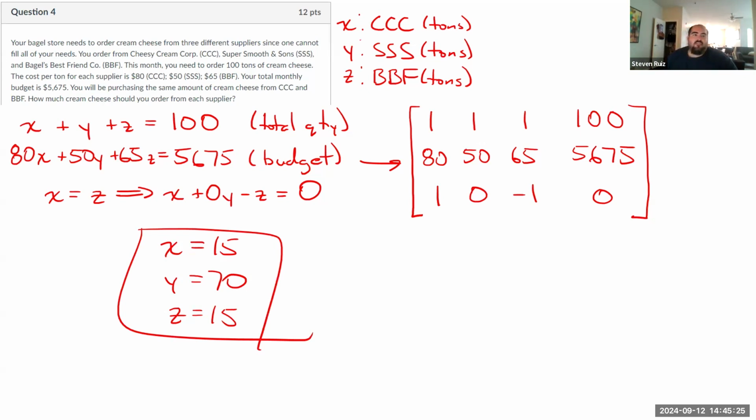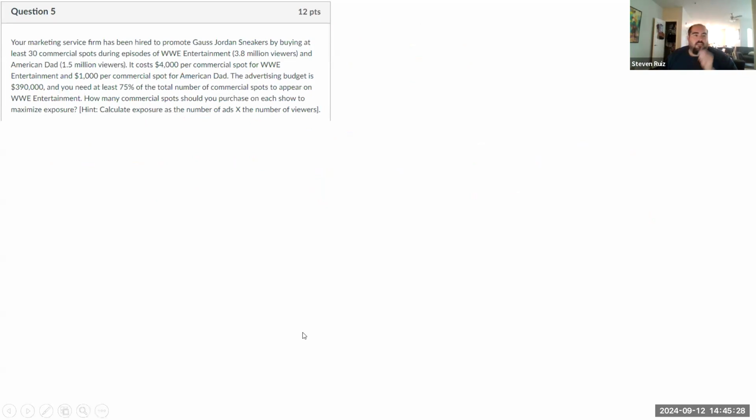All right, moving on to question 5. So we have a marketing firm that is promoting sneakers. We want to buy 30 commercial spots during 2 different shows. So WWE Entertainment and American Dad. Okay, cost $4,000 per commercial on WWE, $1,000 for American Dad. So first step is not really going to change for me. What are the variables? So what's being talked about here? How many commercial spots did you purchase on each show to maximize exposure?